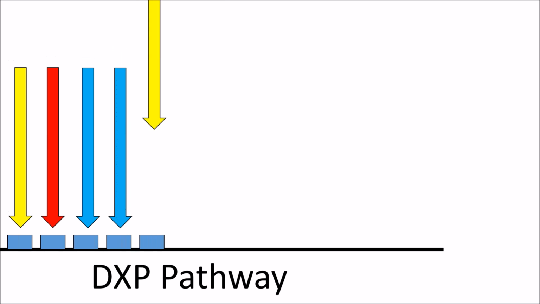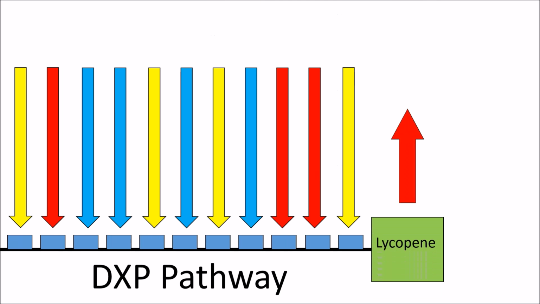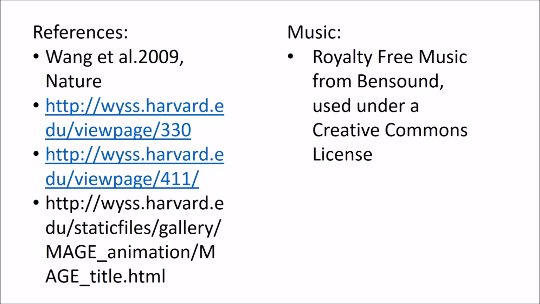This process was first used by George Church to target 24 genes in the DXP pathway to produce E. coli cells with a 5-fold increase in lycopene production over the course of 3 days. And that is MAGE in a nutshell.